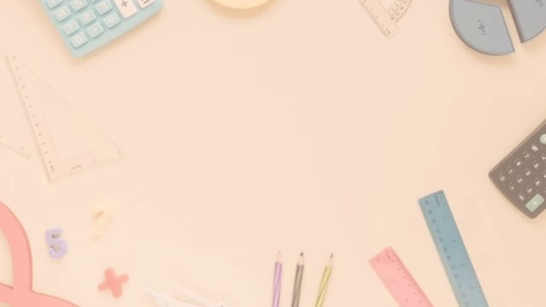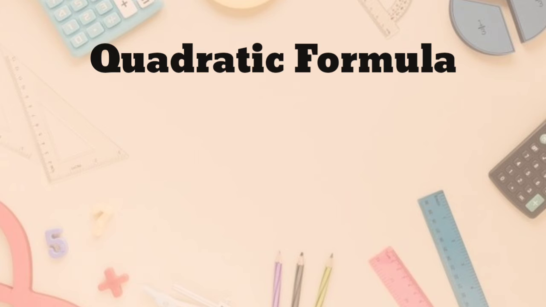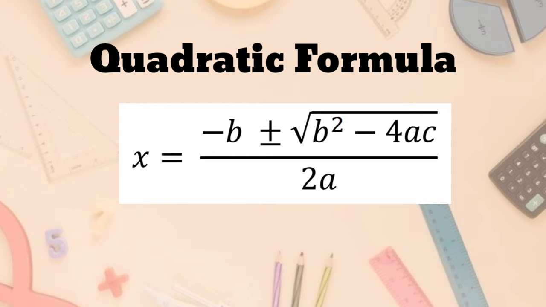Using a quadratic equation in the form ax squared plus bx plus c equals 0, you can derive a formula by completing the square and arrive at the form x equals negative b, positive and negative square root of b squared minus 4ac, all over 2a, which is called the quadratic formula.